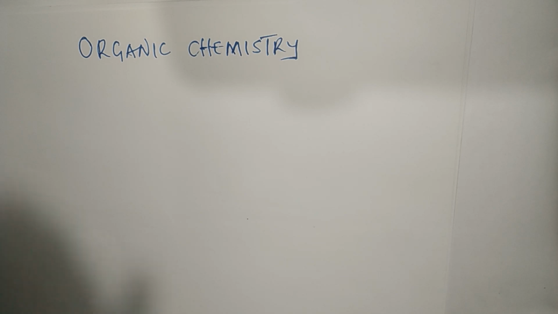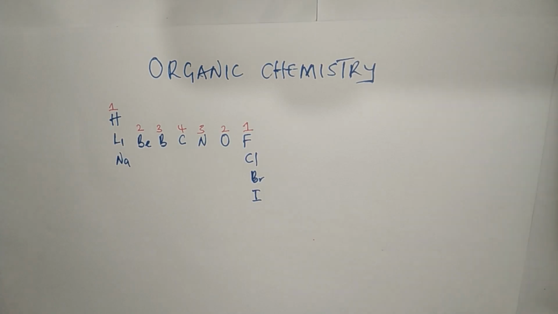Now, let's look at other elements and the number of bonds they like to form in organic chemistry. Hydrogen, lithium, and sodium are in group 1 and they like to form 1 bond. Beryllium, for example, likes to form 2 bonds. Boron likes to form 3 bonds. Carbon likes to form 4 bonds. Nitrogen likes to form 3 bonds. Oxygen likes to form 2 bonds. The halogens, fluorine, chlorine, bromine, and iodine, like to form 1 bond.